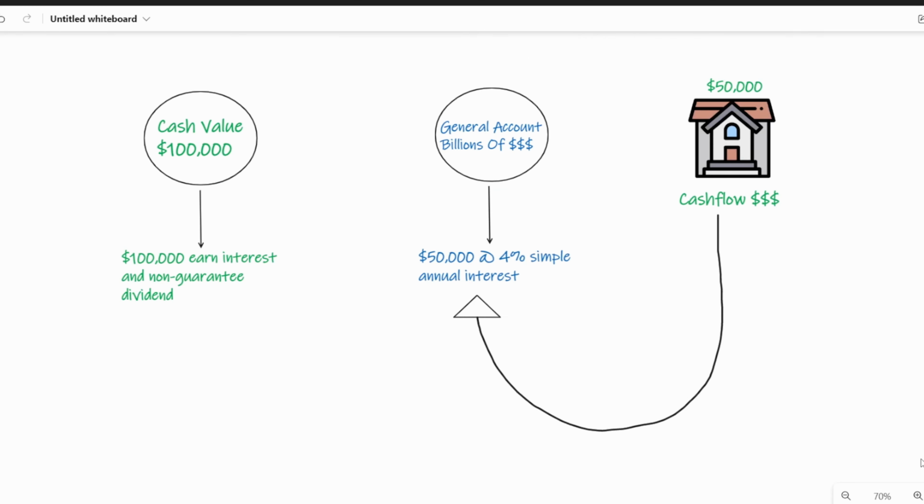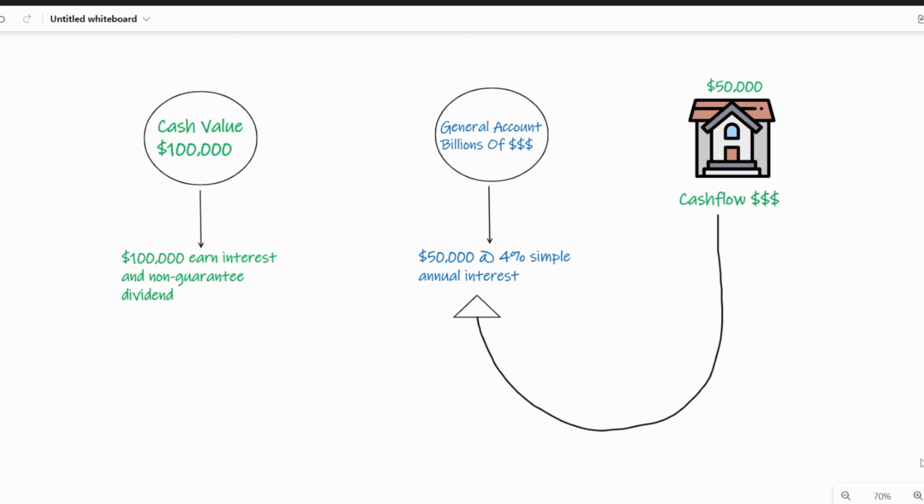So you purchase the rental property and the positive cash flow will go back into paying the life insurance loan. Remember that 4% simple annual interest? That goes to the life insurance company. But what you just did was restore your cash value and death benefit as if you never touched it.